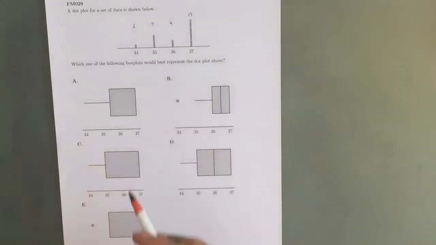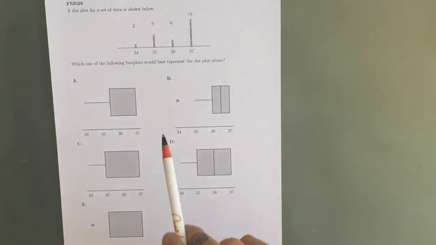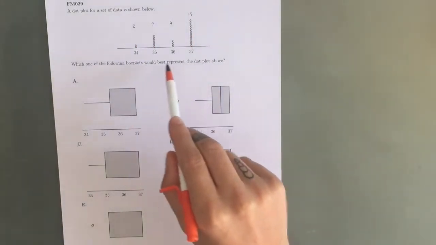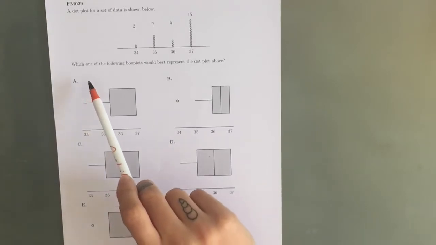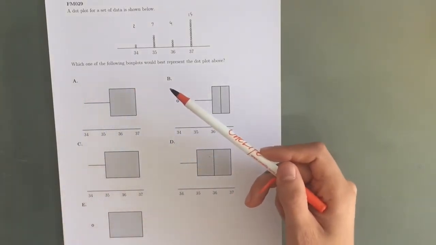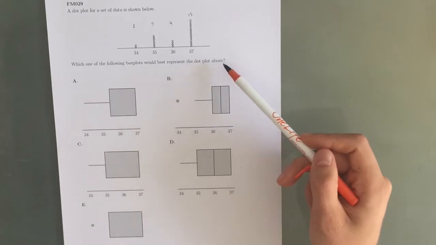So in this question we're presented with the following. A dot plot for a set of data is shown below. So here's our little dot plot. I've added in some numbers for what we're going to be doing next. In this question, we're supposed to be finding which of the following box plots would best represent the dot plot above.